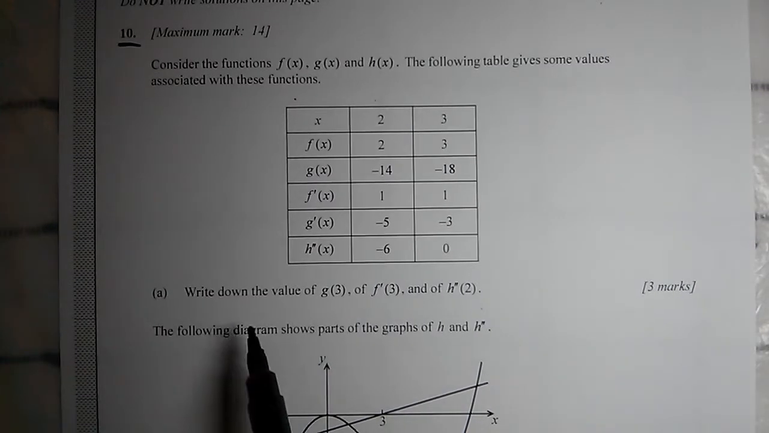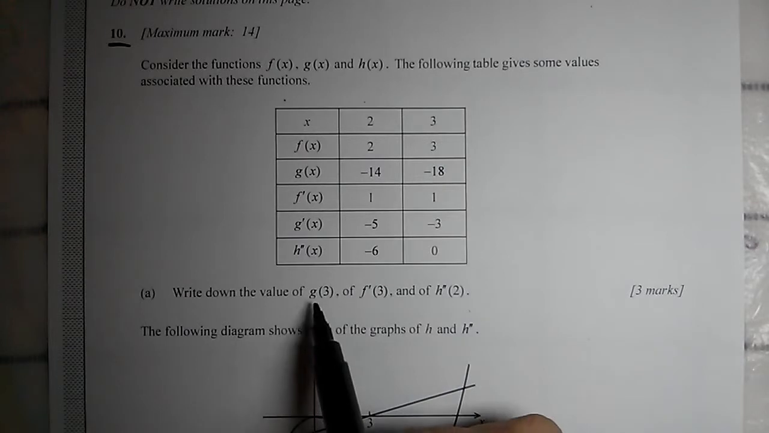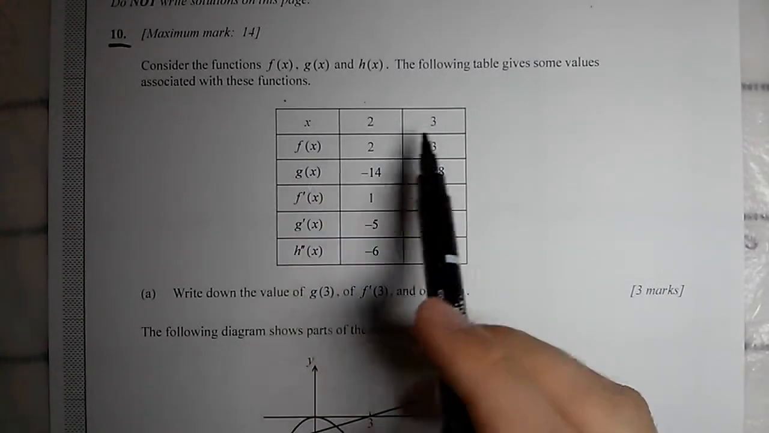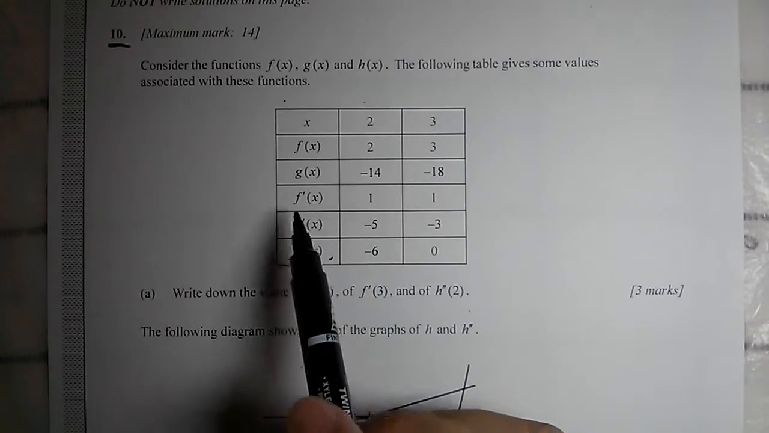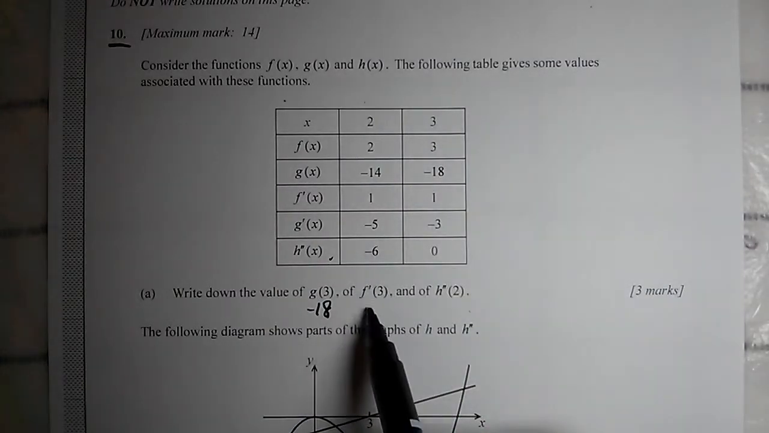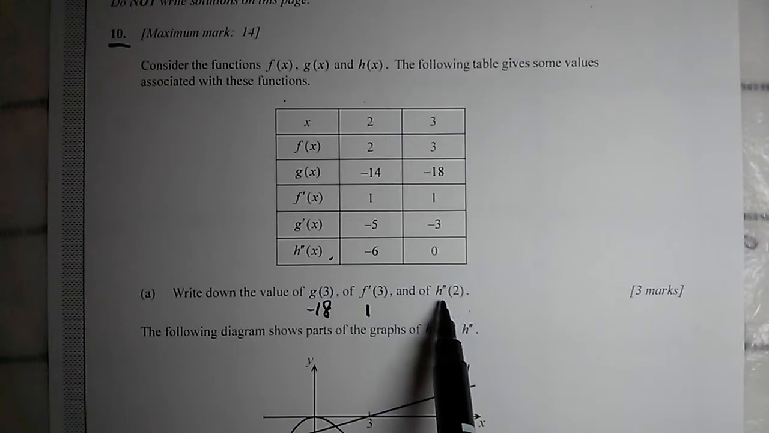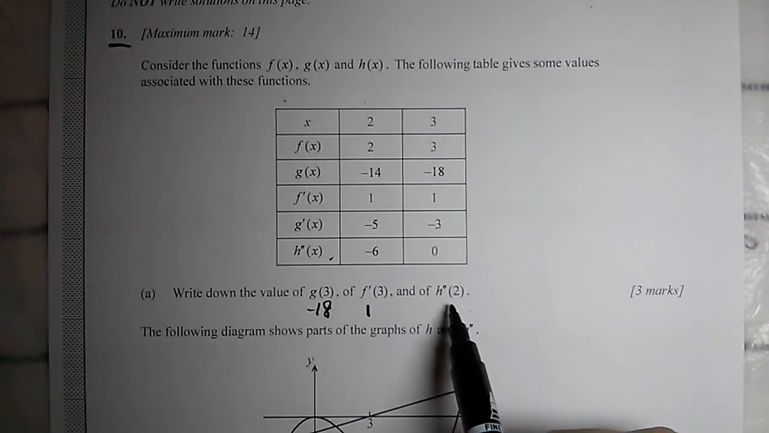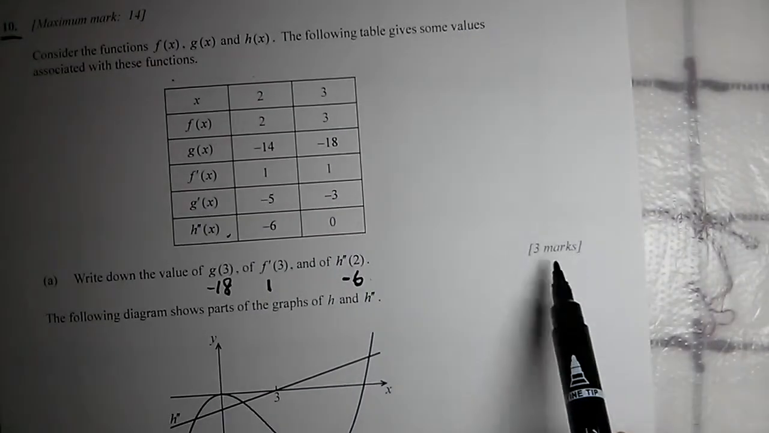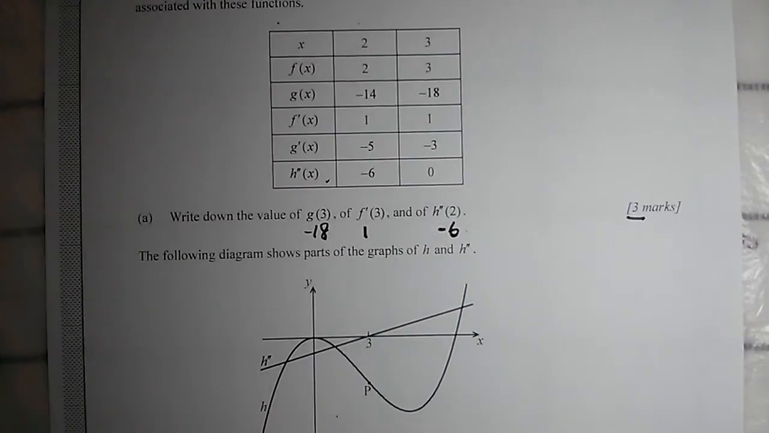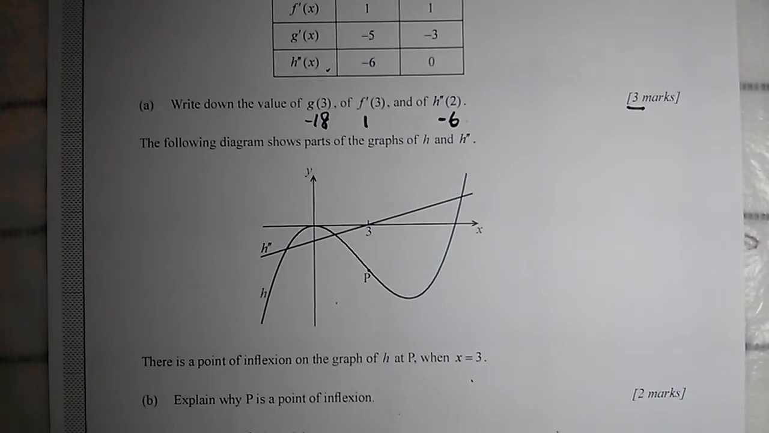Part A is really just a giveaway. What is g(3)? So g when x is 3 is negative 18. You just write down negative 18. Okay, f prime 3 is 1. h double prime 2 is negative 6. So that's it. 3 marks for free. I tell you what, 3 marks for free.